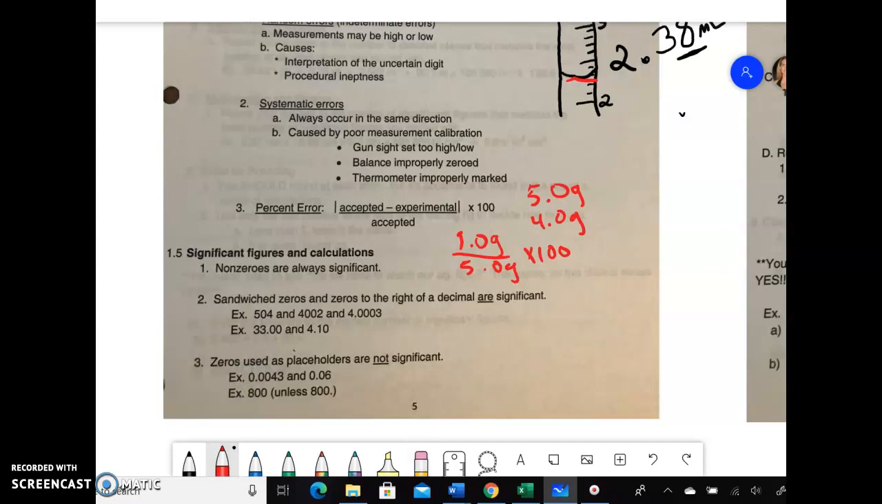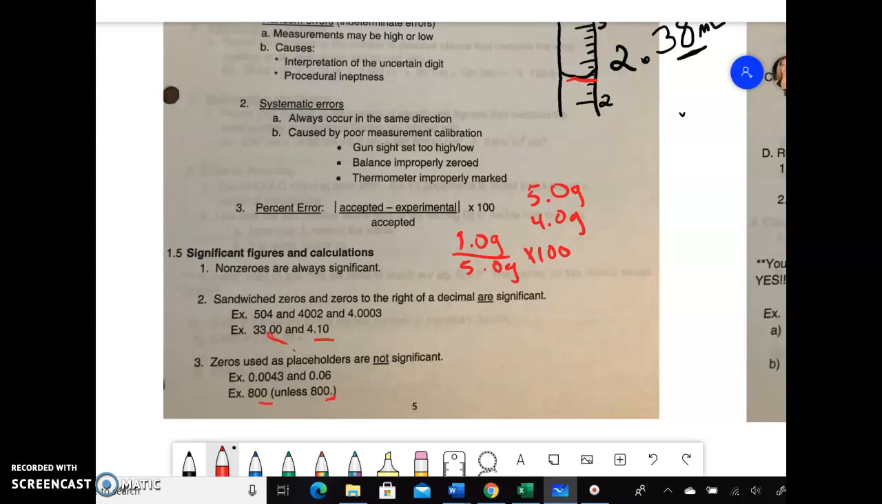So first of all, non-zero numbers are always significant. So if it's any number except 0, it's automatically important, and that counts as a sig fig. Sandwiched zeros and zeros to the right of the decimal are also significant. So notice in the first example, the 0 between the 5 and the 4, that counts as an important placeholder. And then in the next example, all of these zeros are after the decimal. Those are important as well. The zeros used as placeholders. So notice all of these zeros in all of those examples are placeholders. Those are not significant. And it's a little confusing because if you notice down here, the location of that decimal makes those zeros significant, and these are not.